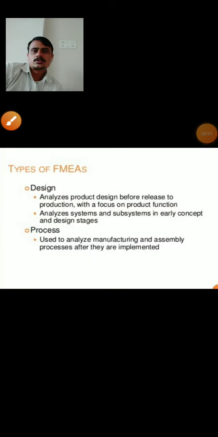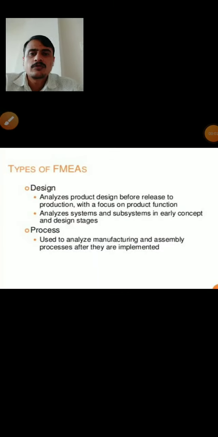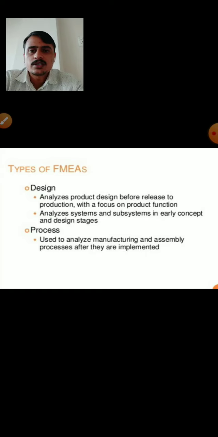Good morning, students. Here we will see types of failure mode effective analysis. Mainly two types: design based and process based. Design based analyzes the product design before release to production, with a focus on product function, and analyzes the system and subsystems in early concept and design stages. Process based is used to analyze manufacturing and assembly processes after they are implemented.